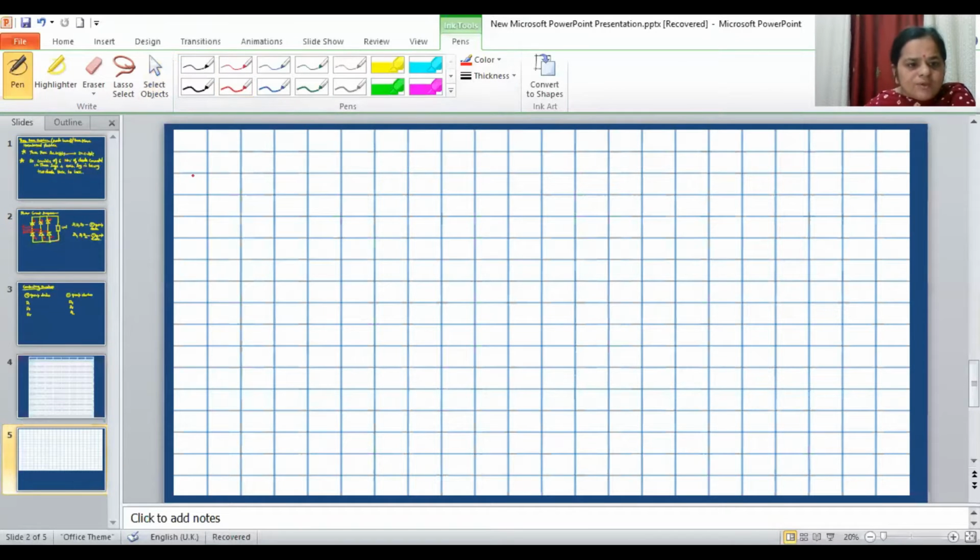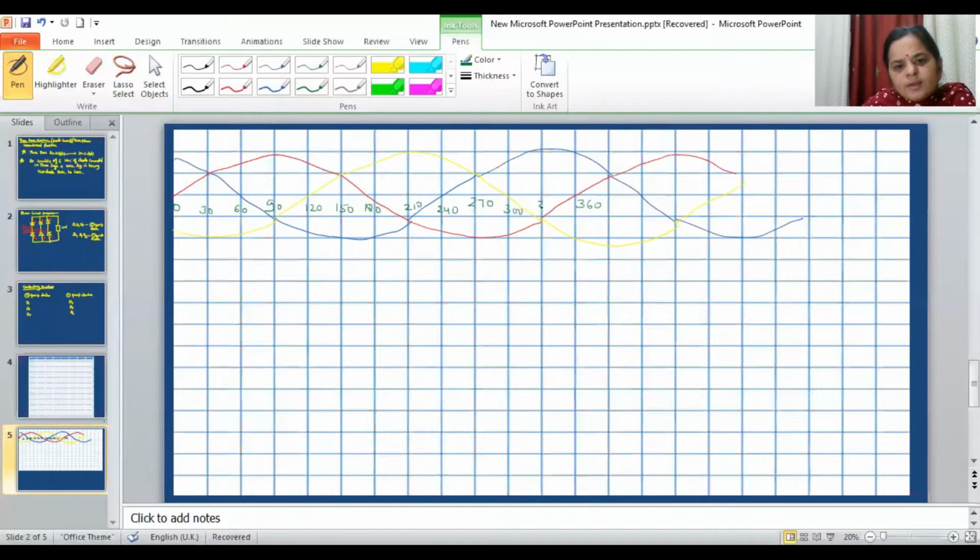So let me draw the three-phase AC supply. I'm drawing the three-phase AC supply now. This is 0, this is 90, this is 180, this is 270, and this is 360. That is one complete cycle. This is 30, 60, 90, 120, 150, 210, 240, 270, 300, 330. Now you can see this is the R phase, this is the Y phase, and this is the B phase.